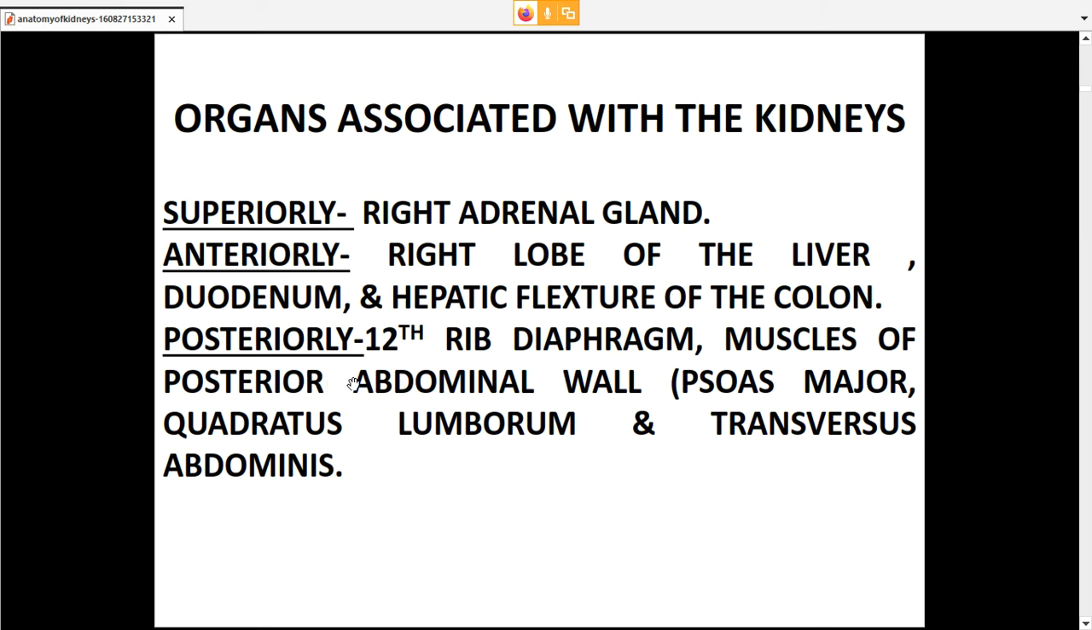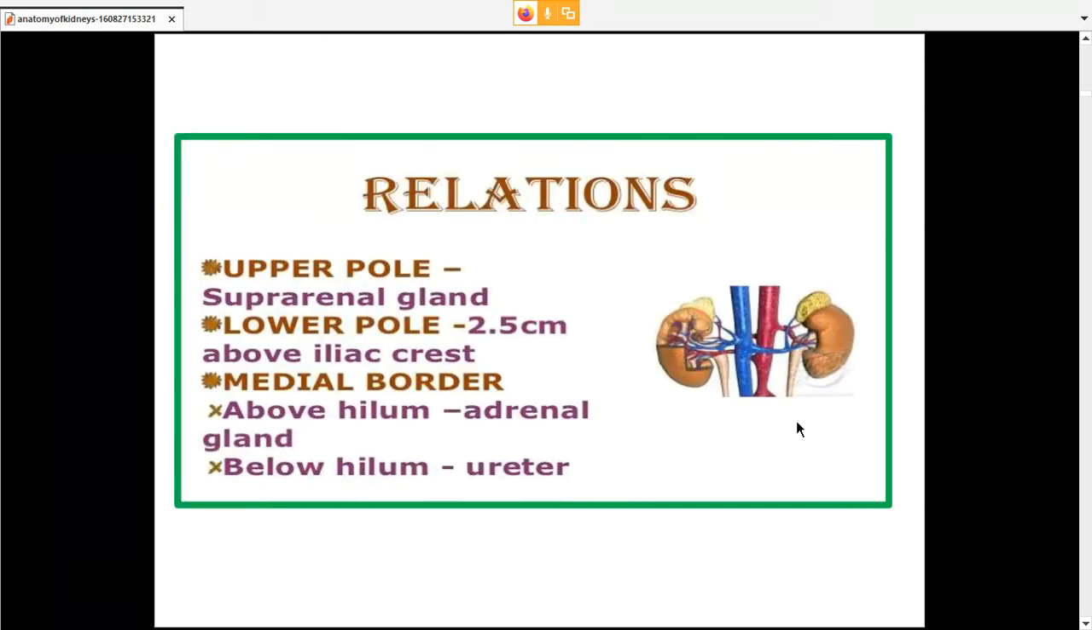Then posteriorly, what is present behind the kidneys? The 12th rib is present, the diaphragm muscle is present, then the muscles of the posterior abdominal wall. Behind the kidneys, these abdominal muscles are present. The muscles are psoas major, quadratus lumborum, and transversus abdominis.